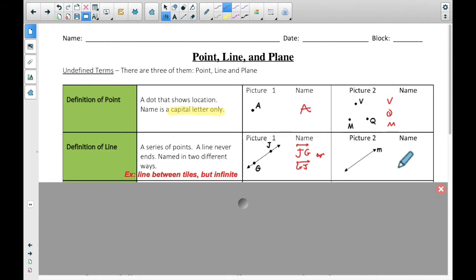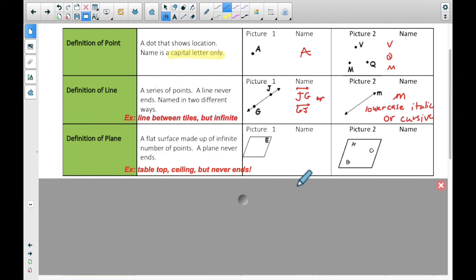There's another way to name it, and that is with a lowercase italic, or sometimes cursive. If we're writing it by hand, we'll do it cursive. If we're doing it on a computer, we would do it italic. So points are named with capitals. Lines can be named 2 ways, with capitals, with a line above it, with arrows, or a lowercase italic or cursive. And then we have a plane.